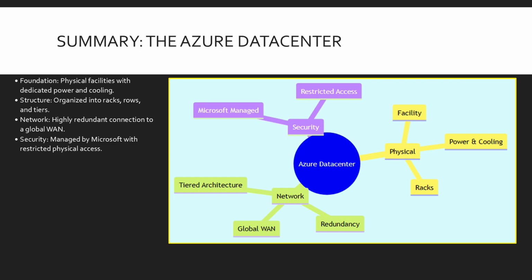Our final mind map consolidates the key takeaways. The central node Azure Data Center branches into three pillars: physical, facilities and racks; network, tiered architecture and WAN; and security, Microsoft management and restricted access. This provides a complete picture of the data center's core architectural components.